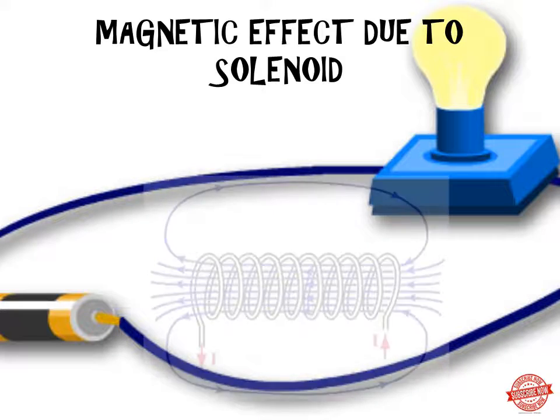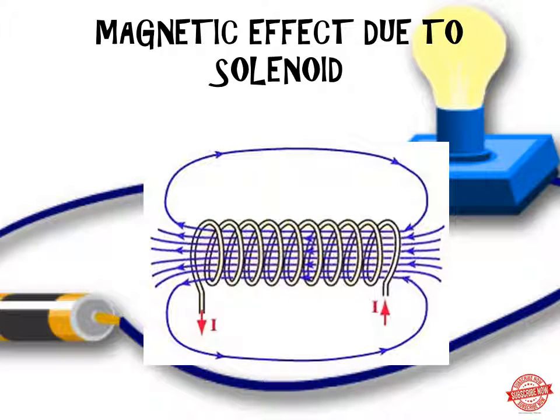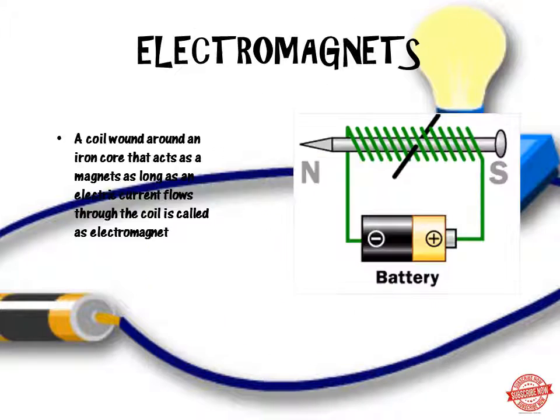So this is how the solenoid looks, and the strength of the magnetic field can be increased by some factors: increasing the number of turns in the solenoid, increasing the strength of electric current in the solenoid, and winding the solenoid around some magnetic material.